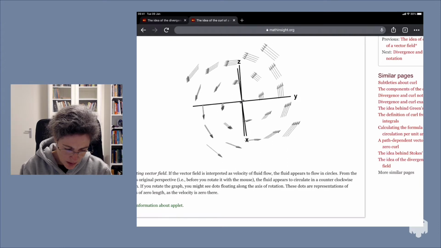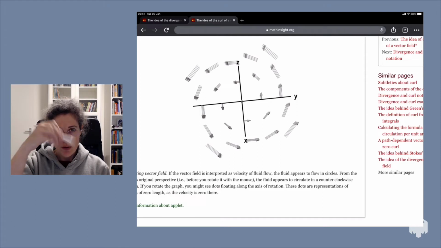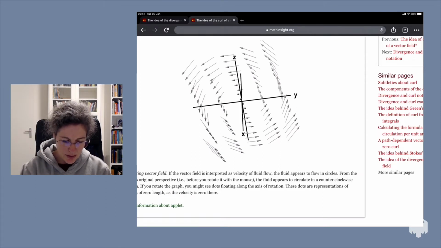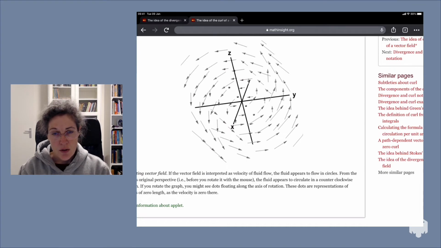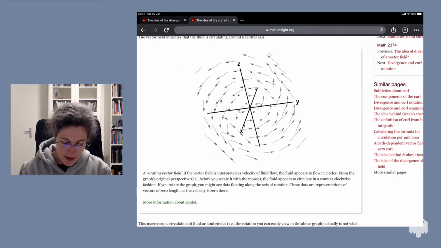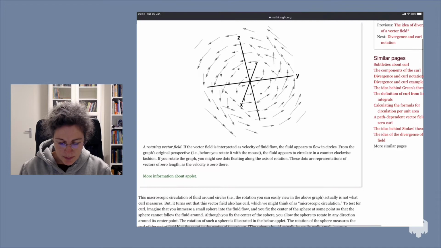z-axis. So if we look, we've got our vector field creating swirls around the z-axis. Okay, so quite a different looking thing. What does our curl tell us?